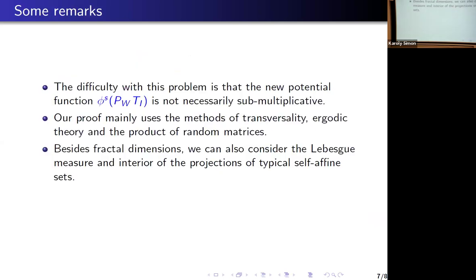Okay, let me give some remarks on our results. The main difficulty with this problem is that this newly defined potential function, Psi(P_W T_i), is not necessarily submultiplicative. In other words, if we just apply the classical methods, it may raise some problems. And our proof mainly uses the methods of transversality, ergodic theory, and products of random matrices.